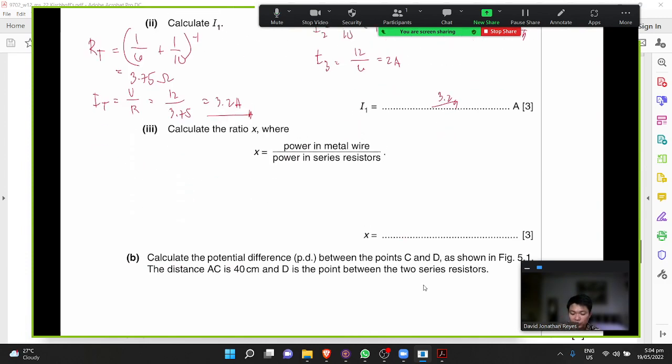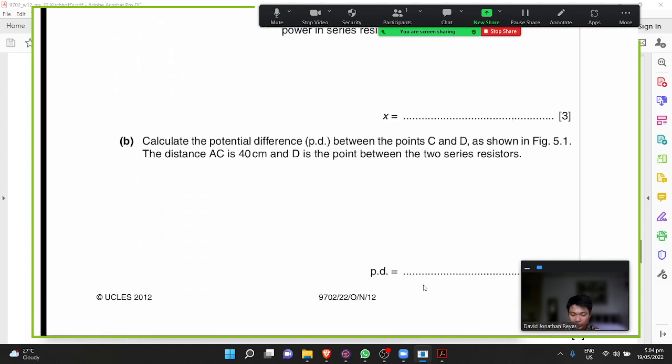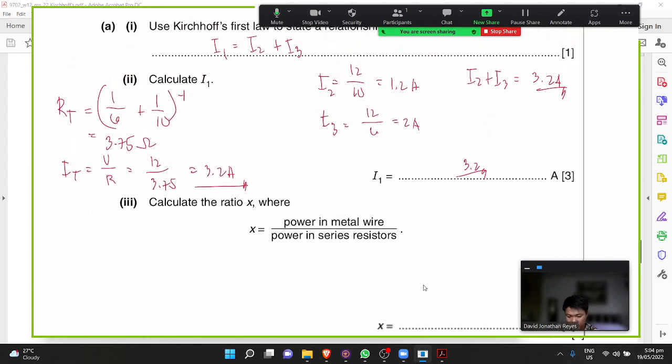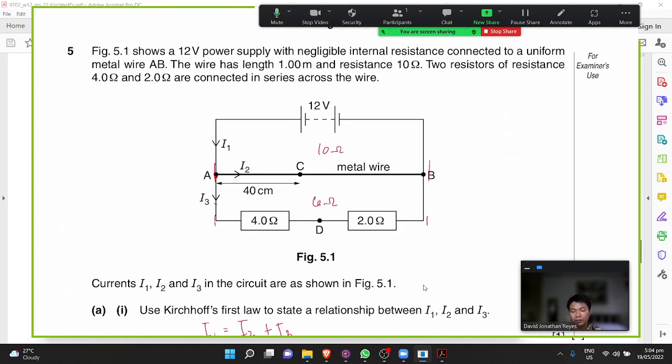Now let's move on to the next question: calculate the potential difference between the points C and D as shown in figure 5.1. The distance AC is 40 centimeters and D is the point between the two series resistors. So we want to find the potential difference between C and D. Remember that if this total here is 10 ohms, then it's safe to assume that this should be around 4 ohms only. If that is 4 ohms, then this is also 4 ohms.